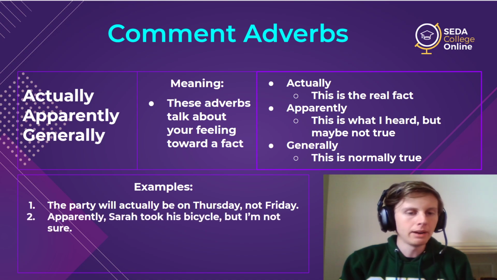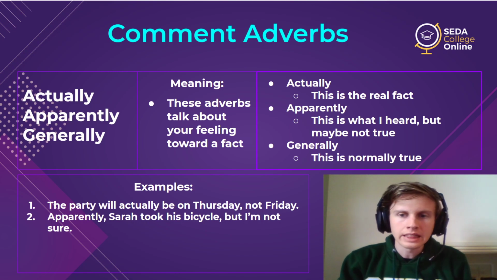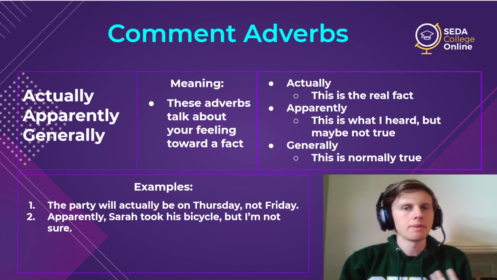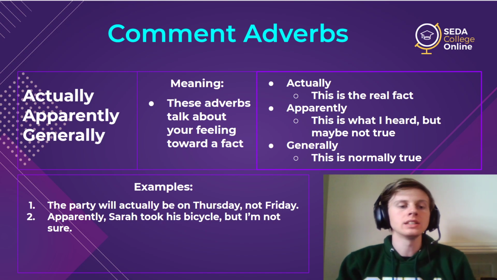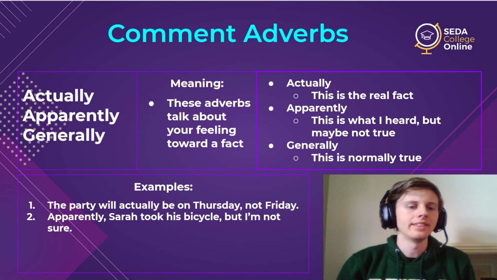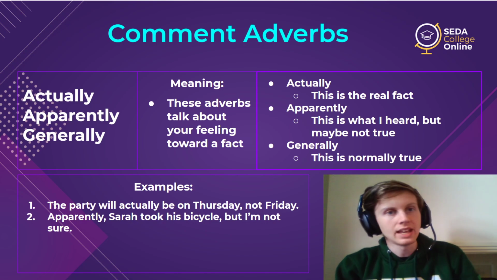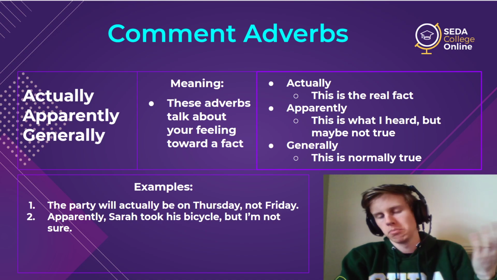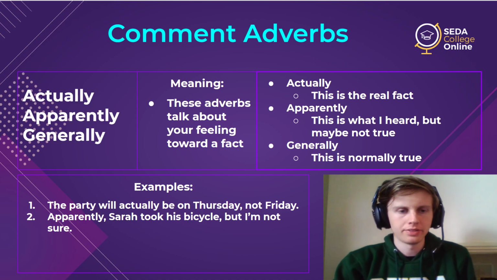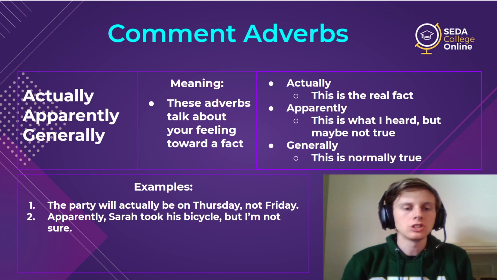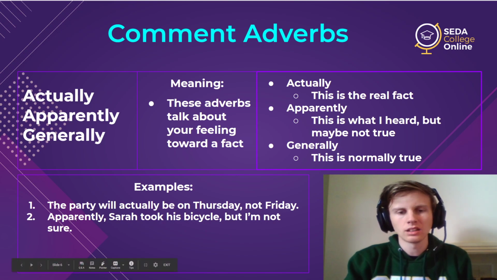Or, apparently, Sarah took his bicycle, but I'm not sure. So now you're saying, this is what I heard. Maybe I was talking to somebody, and they said, I saw Sarah take the bicycle. So now you can say apparently, and this is your way to show that this is what people say, this is what people talk about, but I'm not certain about that. And apparently is usually used at the beginning of a sentence.